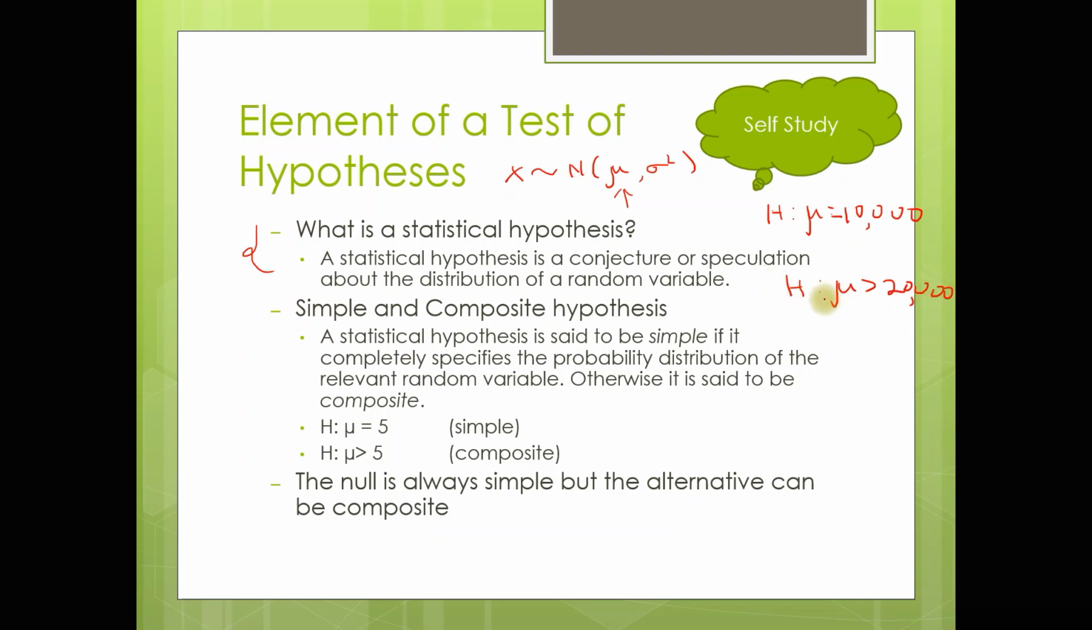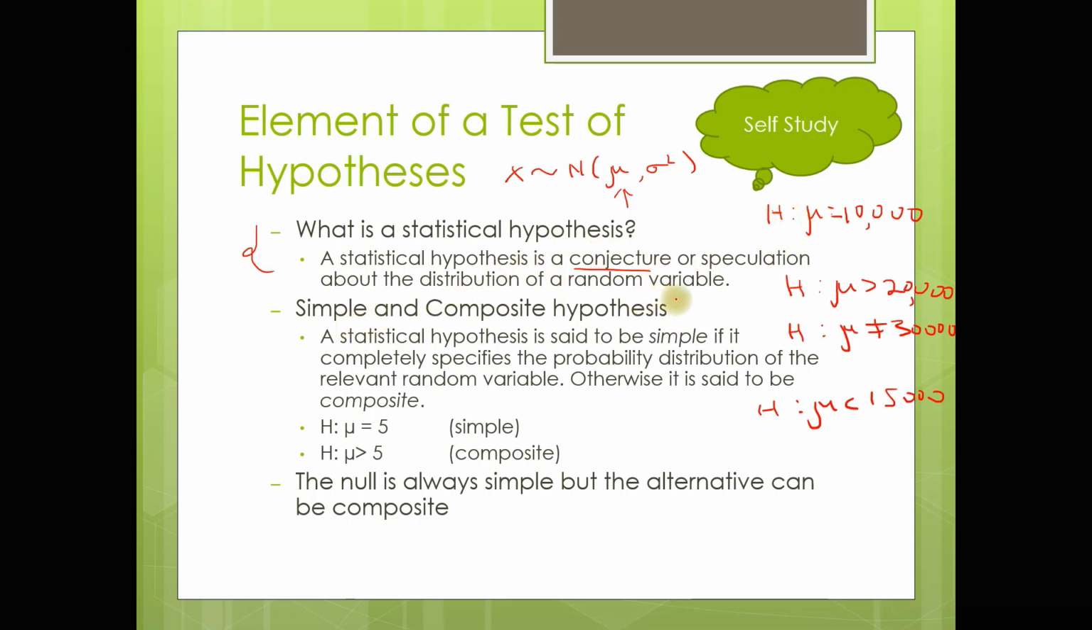There are different kinds of hypotheses that you can set. You can also set things like that. You believe that mu is not 30,000, or you can say you believe that mu is less than 15,000. There are all kinds of hypotheses that you can set for mu. So we are doing a conjecture, a speculation about it.